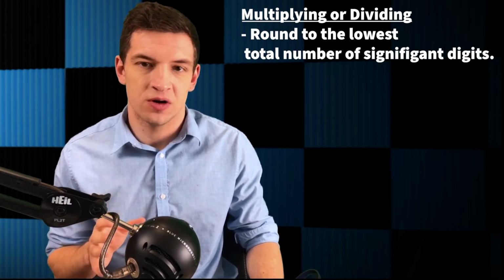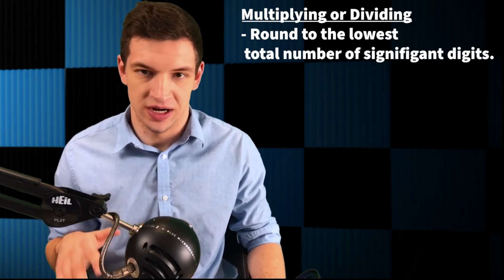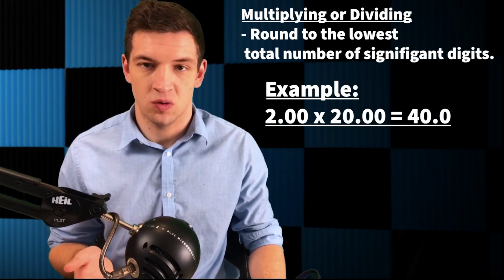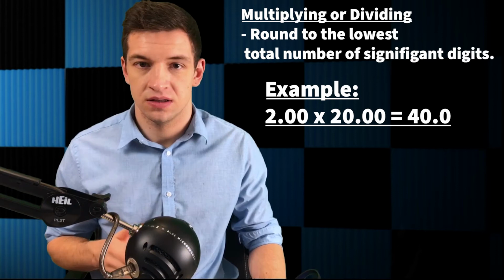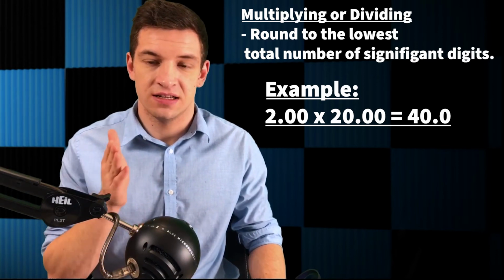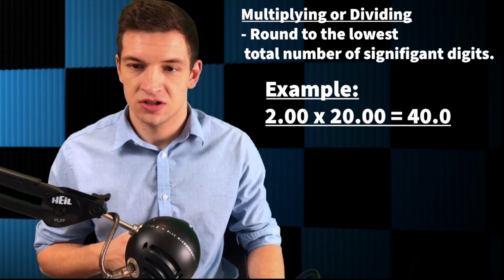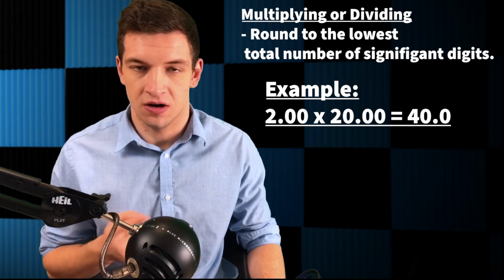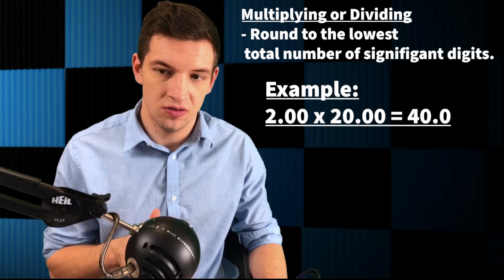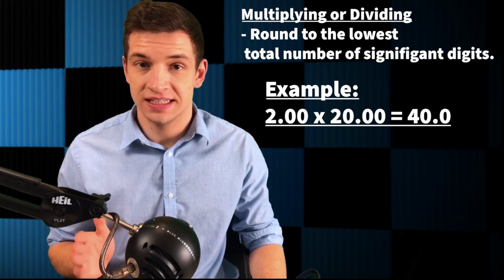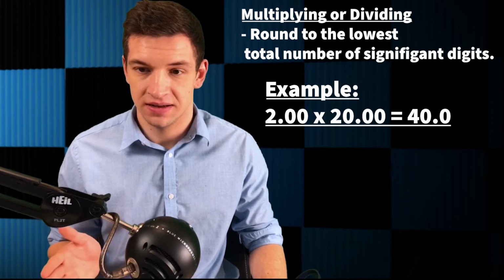So for multiplying and dividing, the rule is that you round to the lowest total number of significant digits in the equation. So for example, you are given 2.00 times 20.00. The first thing you have to do is determine what numbers are significant in this equation. So 1 to 9 are always significant. So 2 and 2 are both significant. Trailing zeros are always significant.